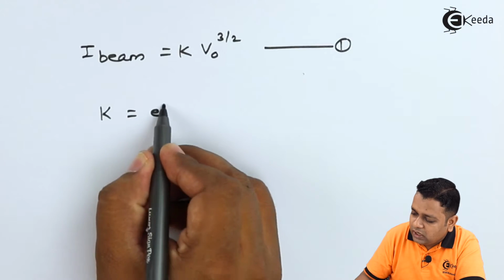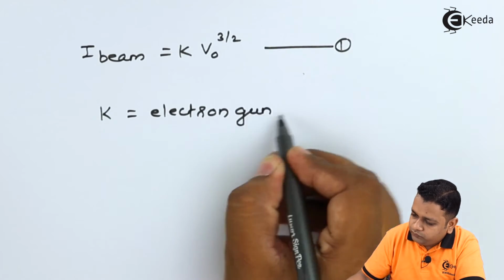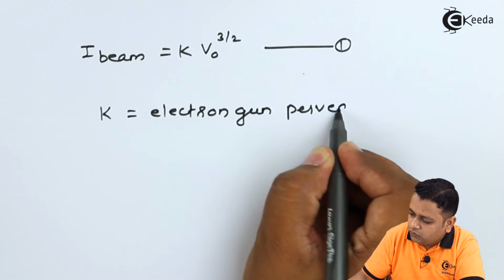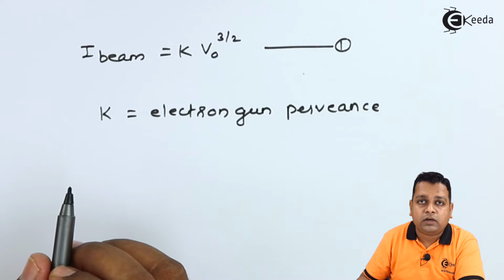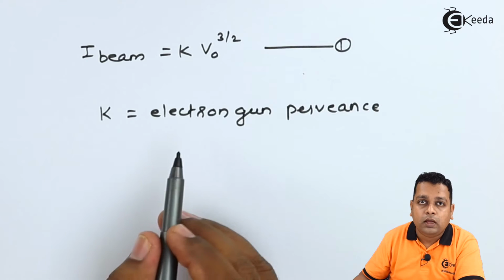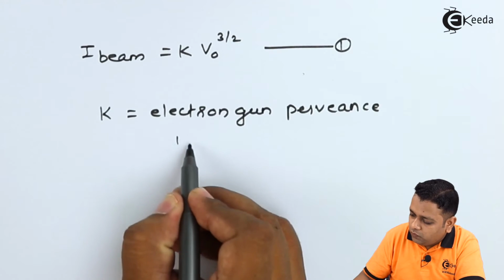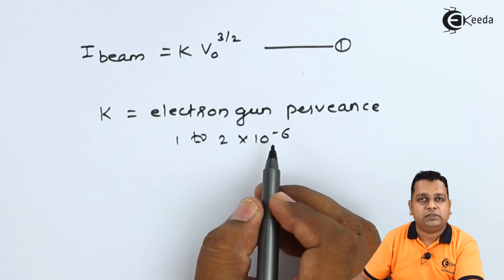So this is actually the electron gun perviance. And for the coupled cavity traveling wave tube, the K value, the electron gun perviance value, ranges between 1 to 2 into 10 raised to power minus 6.